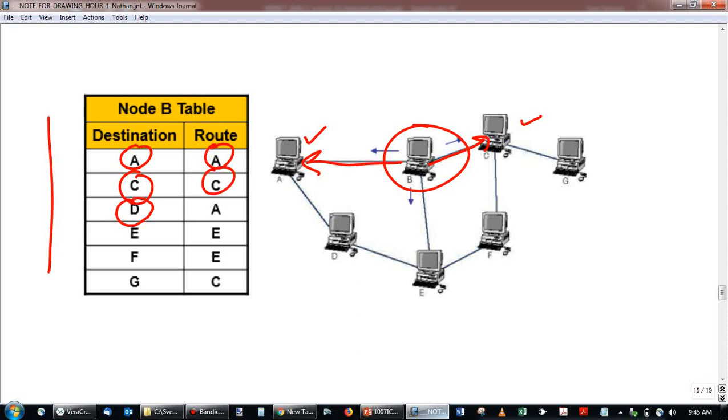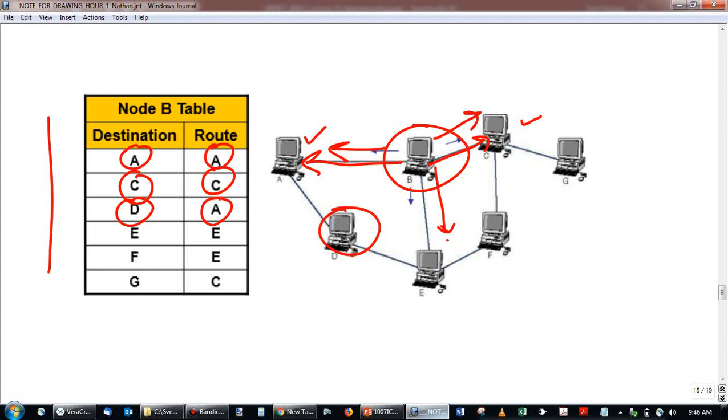If I want to go to D, where's D? D is here. Can I directly connect to it? No, that means I have to choose another link, and I have chosen to go out through A. Could I also have chosen E? Sure, I could have chosen C if I wanted to, depending on whether A is faster or C is faster or E is faster, whichever.